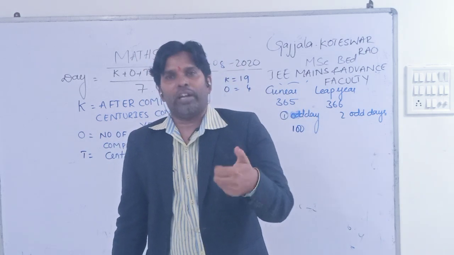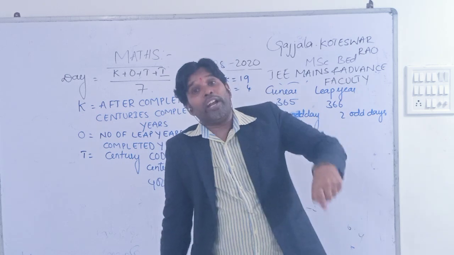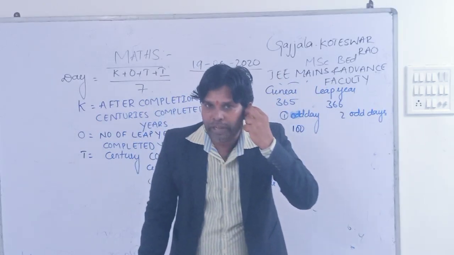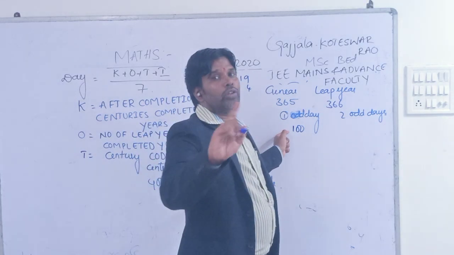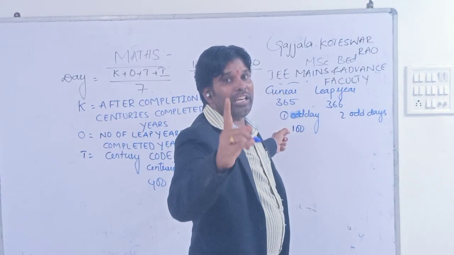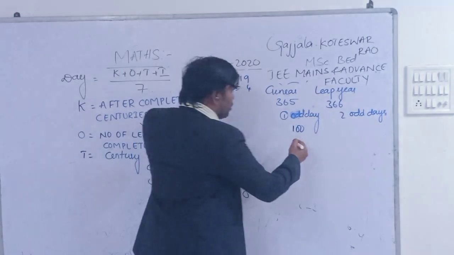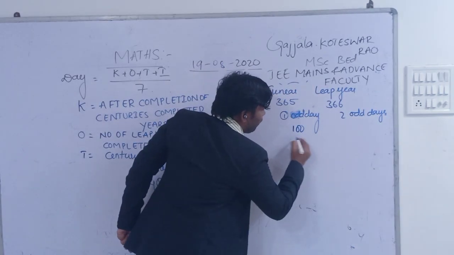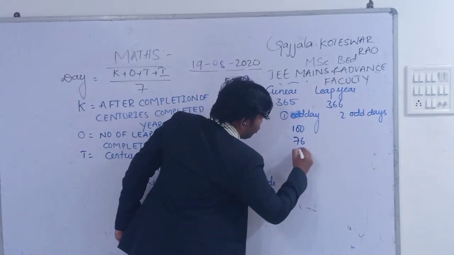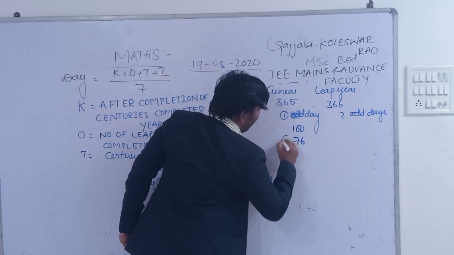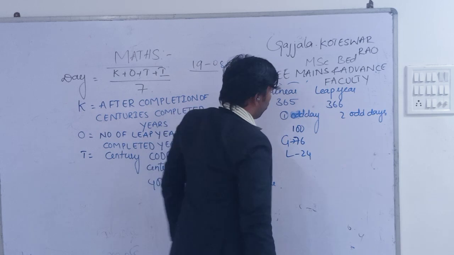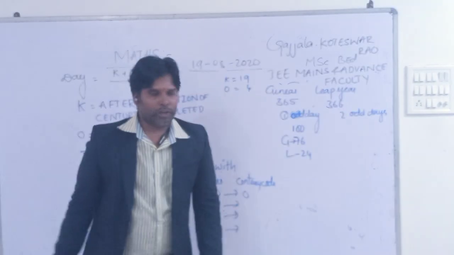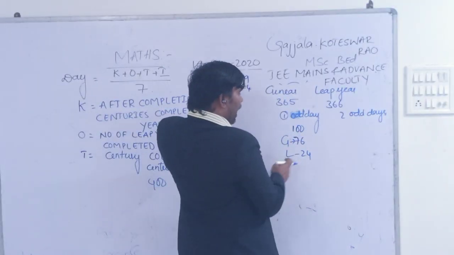That is a general year. And after 400 years, it will become a leap year. That's why you must keep in mind that 100 years is not a leap year. That is a general year. That means how many leap years and how many general years? 76 general years and 24 leap years.